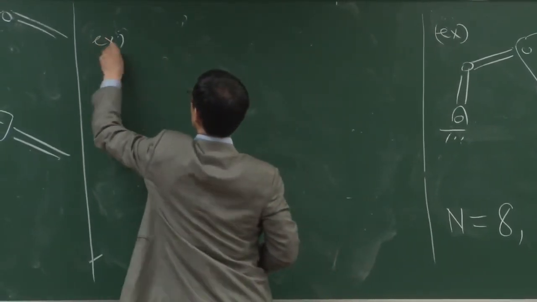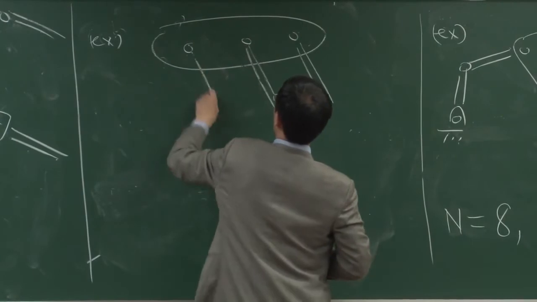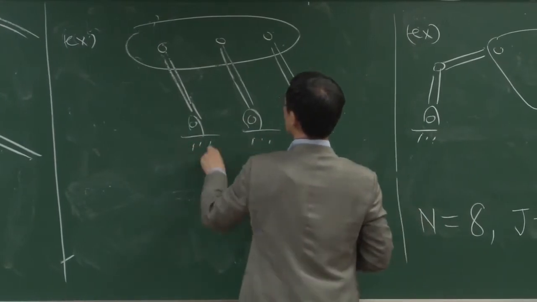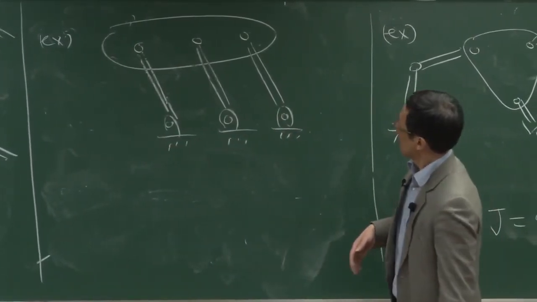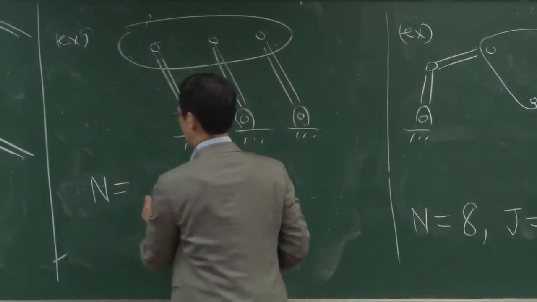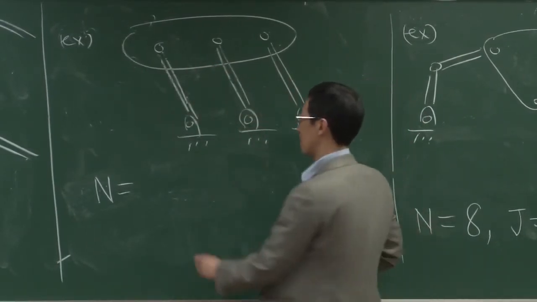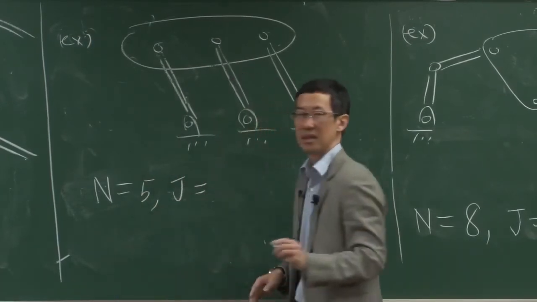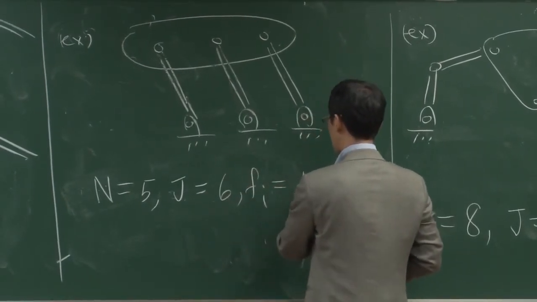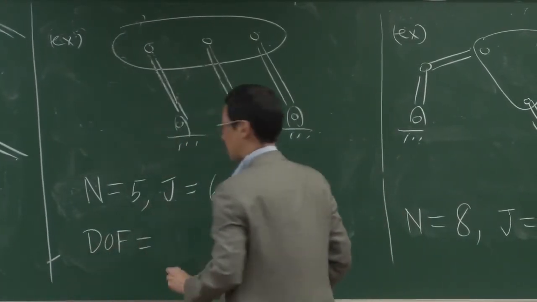All right, let's do another one. So here's one. Okay, let's get to work. Number of links. 1, 2, 3, 4. Ground, 5. Number of joints. 1, 2, 3, 4, 5, 6. Each degrees of freedom of the joint is 1. So calculate the degrees of freedom.